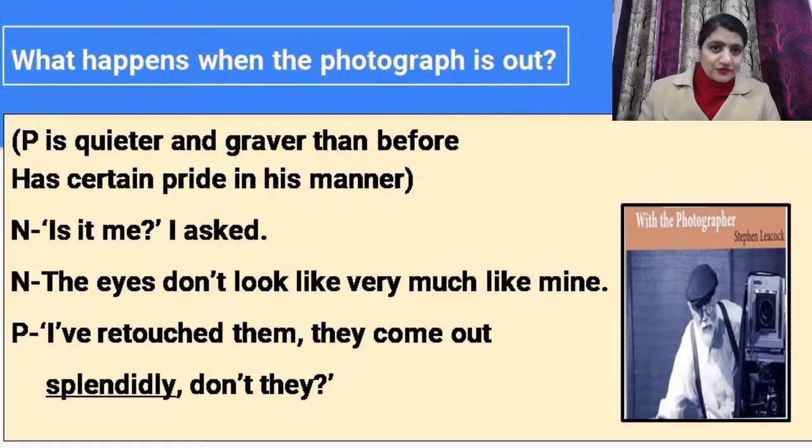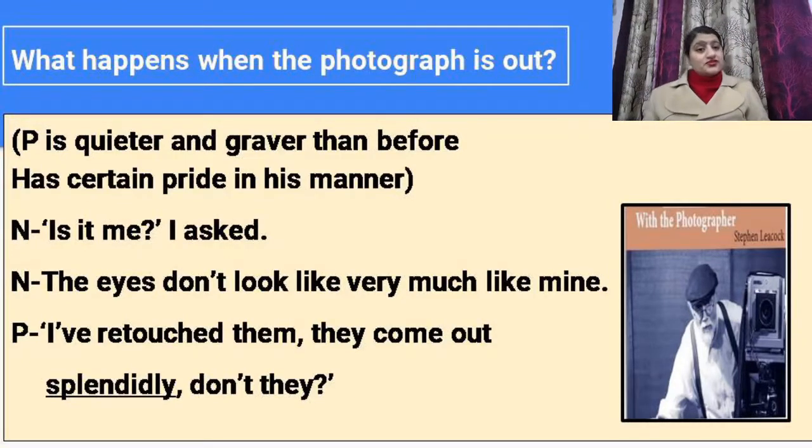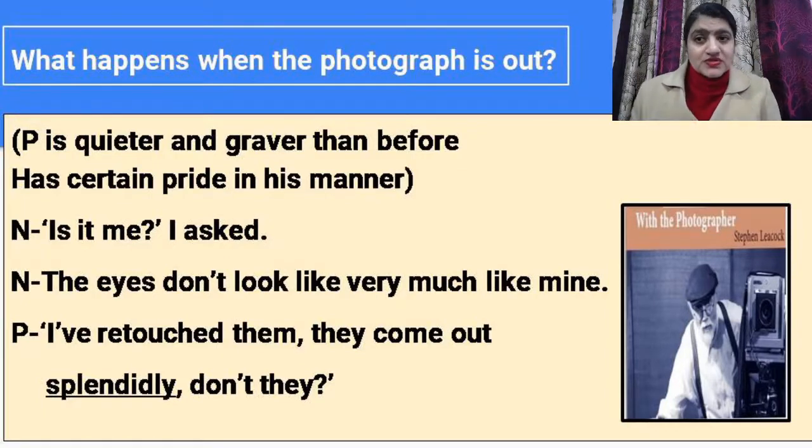So what happens when the photograph is out? Till that point, when his photograph was clicked, that was the most exciting point in the story, where the reader is left wondering what will be the reaction of the narrator to see his picture. Would the picture meet his expectations, or would there be a further clash or heated exchange between both the photographer and the narrator? So I have written P for photographer here and N for narrator. Let's read the story further. So the photographer is quieter and graver than before, and he has certain pride in his manner.